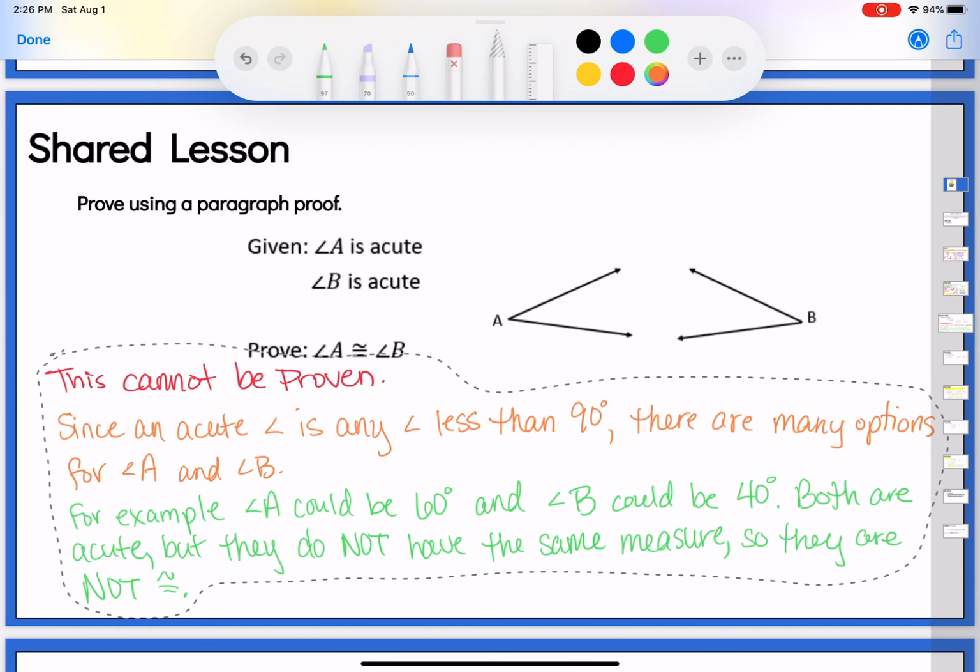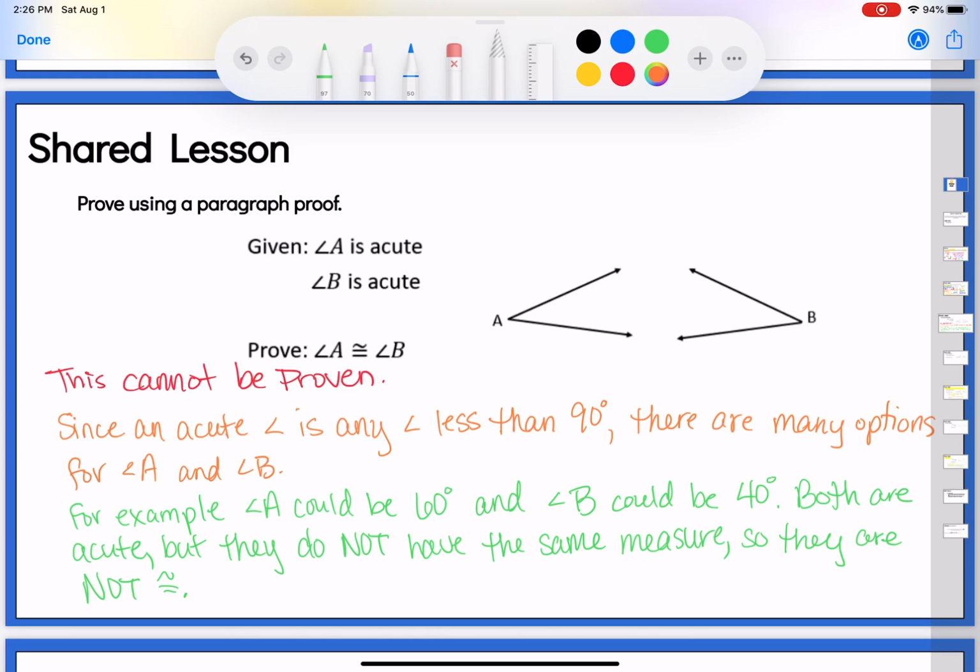In each of my sentences, I had my reason, right? So I said, since any acute angle is less than 90 degrees. Notice I didn't just say there's many options for A and B. I made sure that I said why there's many options, right? Acute angle is less than 90 degrees. There was my why. Okay, and then I gave this example, but I didn't just stop at saying A could be 60 and B could be 40. They're not congruent. Why are they not congruent? Because they do not have the same measure, right? So that you have to include that why.